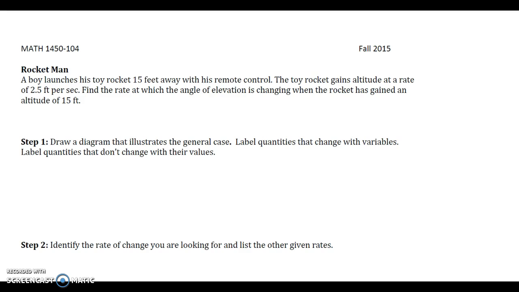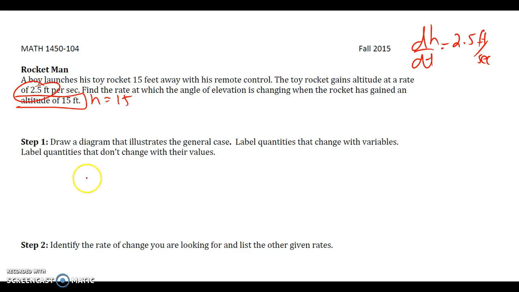All right, a man launches his toy rocket 15 feet away from his remote control. It gains an altitude at this rate, which really is dh/dt, right? And find the rate at which the elevation is changing when he has an altitude h equals 15. So let's draw that diagram. All right, so the rocket's shot up here, right? And here's the guy with the remote control. This is 15.